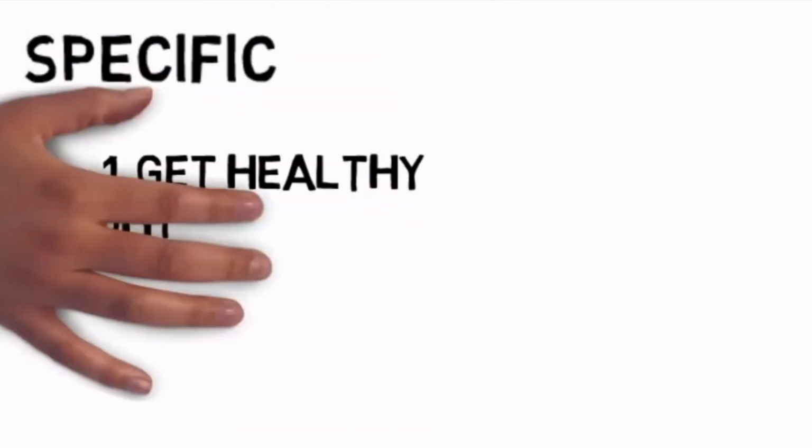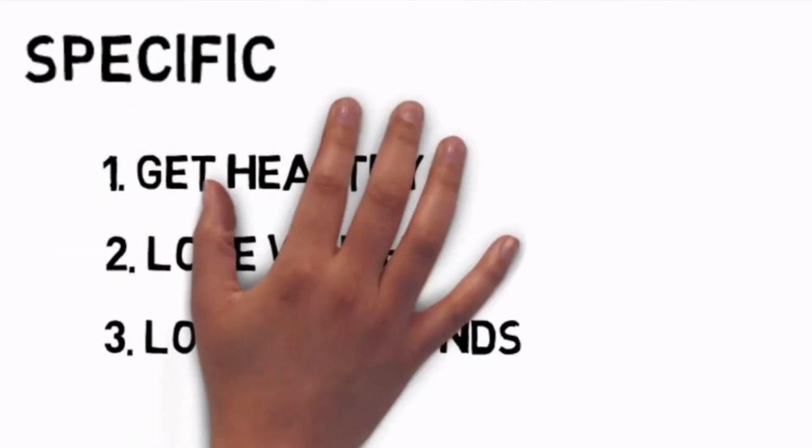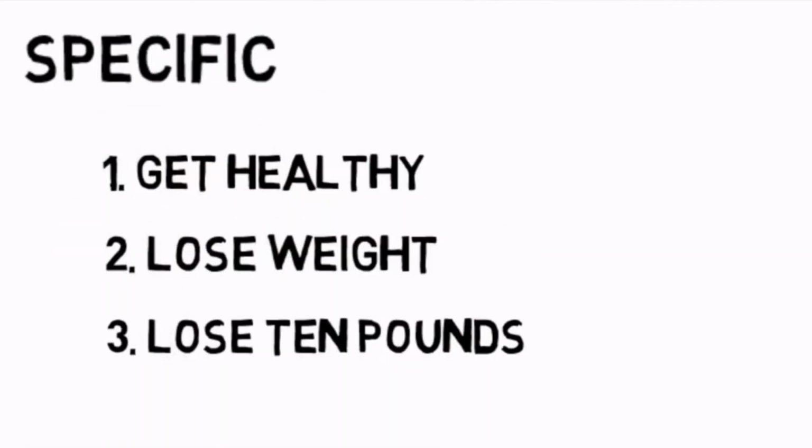This is arguably the most important part of establishing or evaluating a goal. The less specific a goal, the more difficult it is to determine how long the goal should take to complete or how to measure success. Consider the difference between a goal to get healthy versus the goal to lose weight versus the goal to lose 10 pounds. The goal to get healthy is much less specific than a goal to lose 10 pounds.